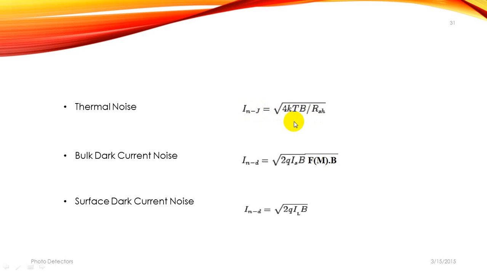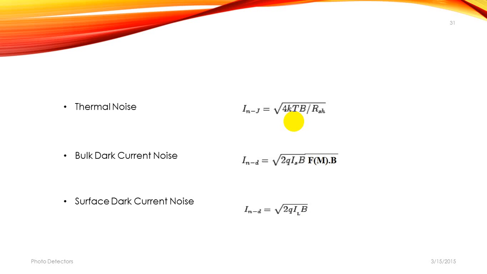Now the dark current noise. If there is no optical power incident on the photodetector, even then, a small reverse leakage current still flows from the device terminal. The dark current contributes to the total system noise. This is a combination of bulk dark current and surface dark current.